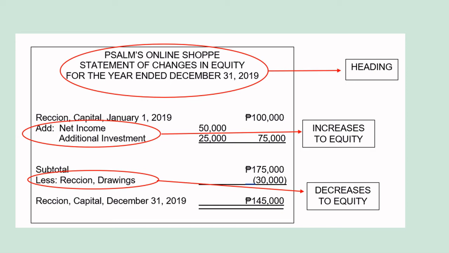Followed by the decrease to equity, which is Rection drawings or mga withdrawals made by the owner of the business, which is amounted to 30,000. So, you subtract the drawings from the subtotal, ang sagot ay 145,000. Ibig sabihin, at the end of the accounting period, December 31, 2019, ang Rection Capital account ay mayroon ng 145,000.